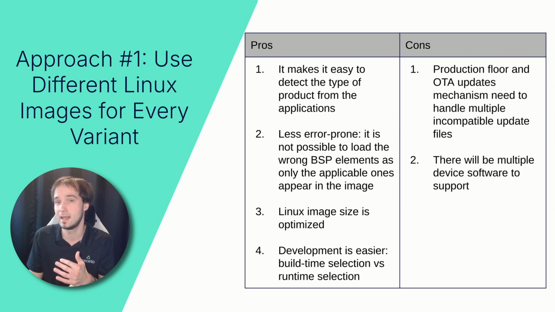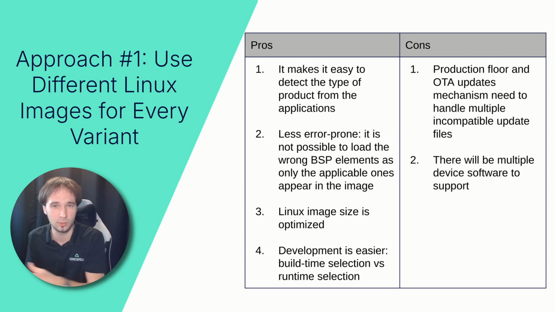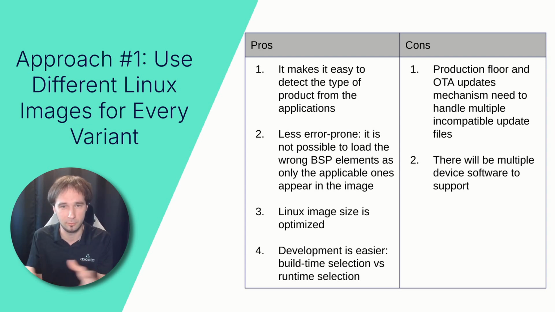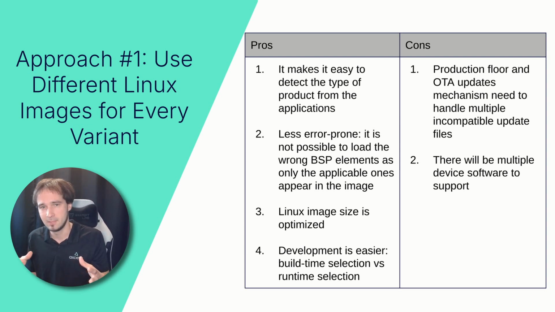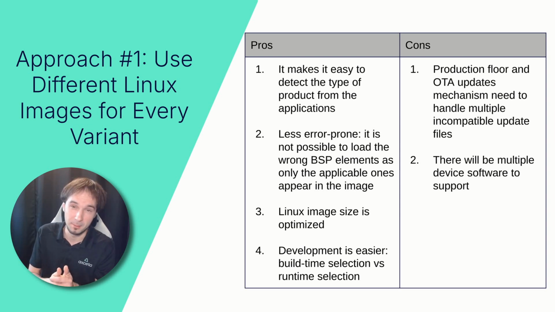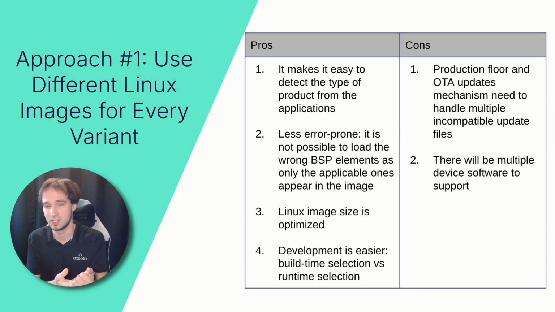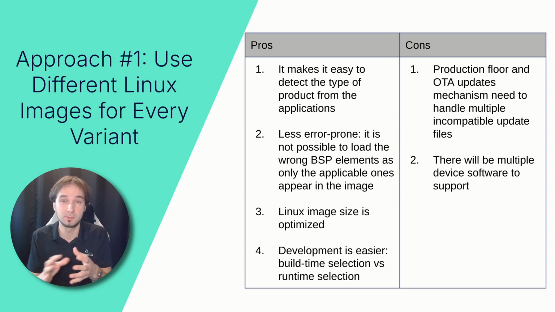Then it's a bit less error prone, because probably your image that's running on variant 1 will not contain the stuff from variant 2, so it's not possible to mix up stuff between variants. Then the Linux image is probably a bit more optimized for the same reason as I just said. And then development is a bit easier, since the specificities of the image are generated at build time. Runtime detection of hardware functionalities is always a bit more complex.